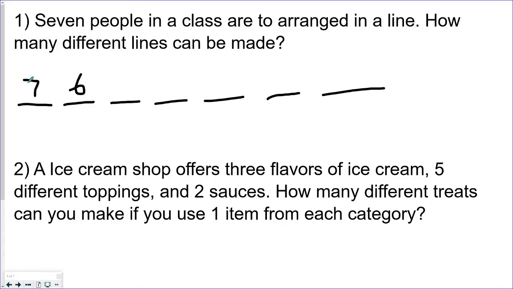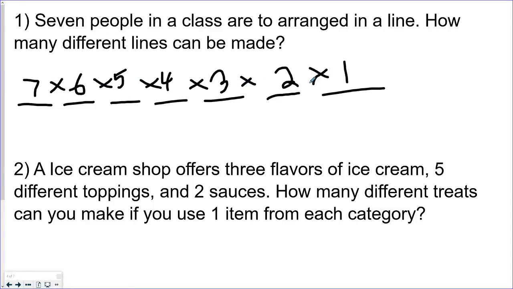And this trend goes on. How many different people can I pick for the third position? Well, only 5, because 2 of them are over here. And then 4, and then 3, and then 2, and then there's only one person that can be in the last spot. So there's 7 different possible choices for the first, 6 for the second, 5 for the third, 4 for the fourth, 3 for the fifth, 2 for the sixth, and 1 for the seventh. I'm going to multiply all these together, and that will get me how many different possible lines I can make.